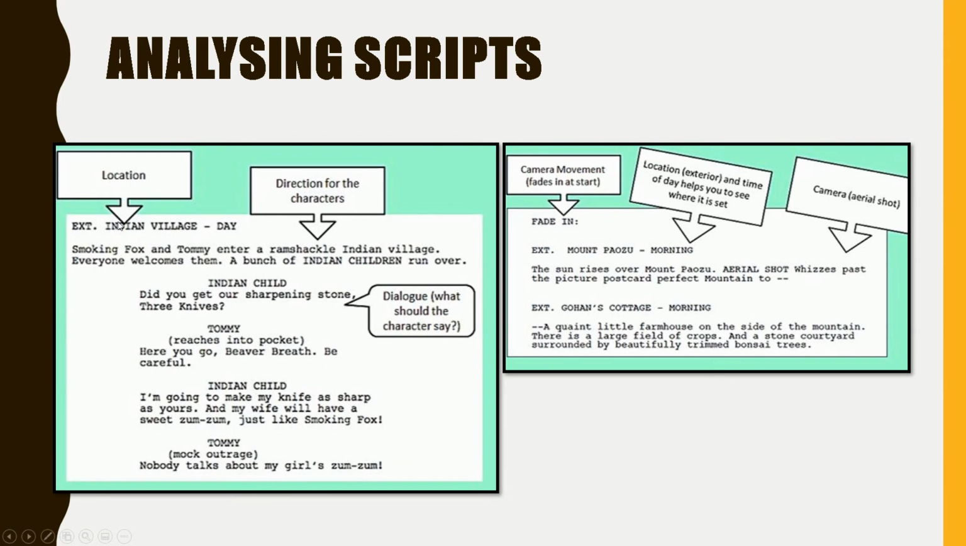So here, this is information about the location, here is direction for the characters, here the dialogue, what the characters should say. On the script on the right side, again, here is the camera movement, here is a location of where the script's taking place, here is a camera movement again, or camera angle where there's an aerial shot there. Moving on.